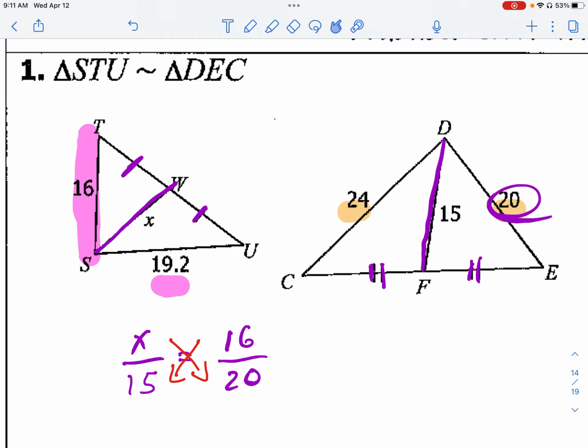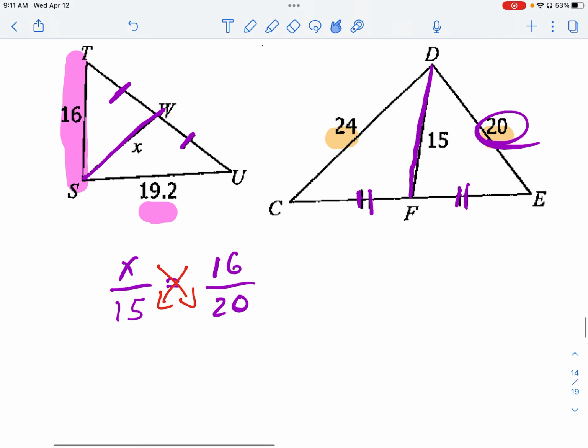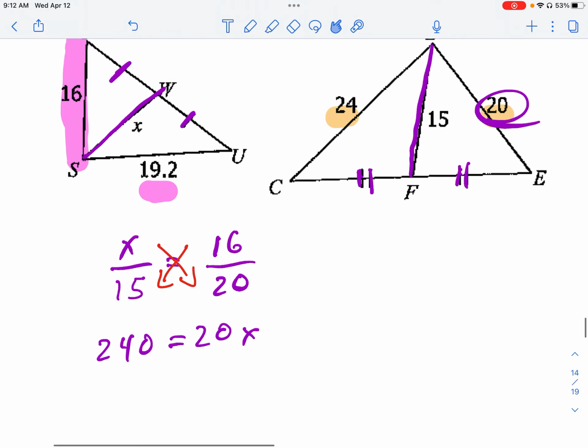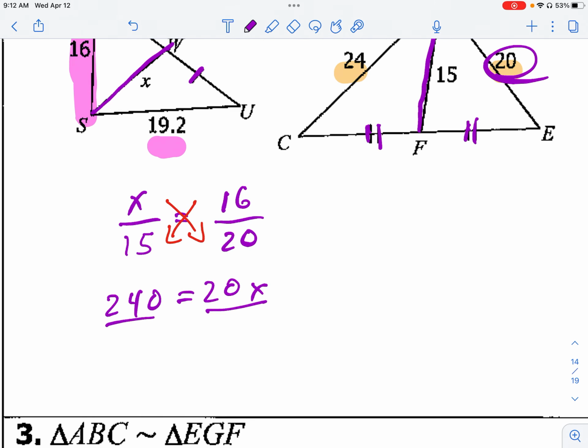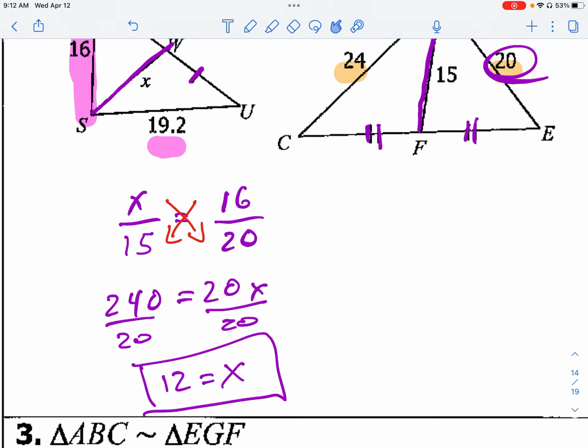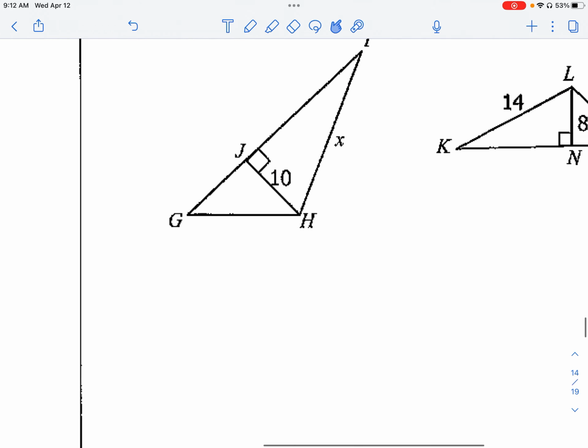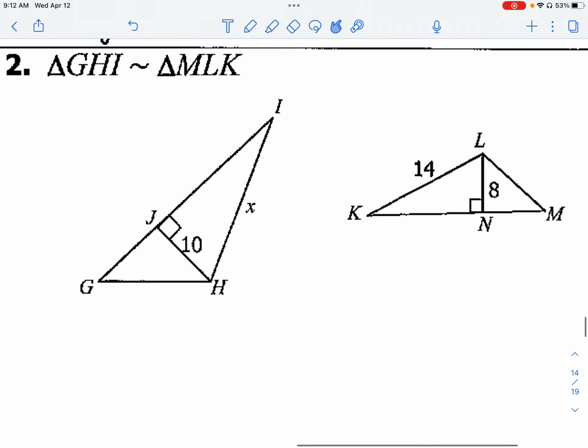So really this is nothing new that we haven't done before. We get 15 times 16, which is 240, equals 20x. We divide by 20, and we get 12 equals x. We're only solving for x, so we are done. Let's look at the next problem.